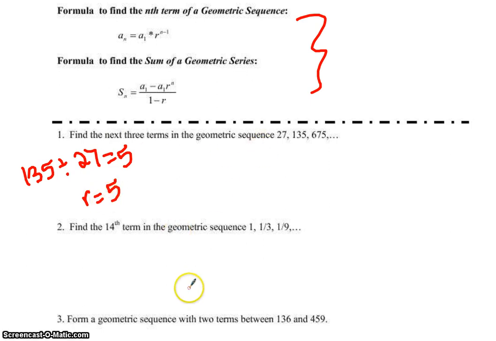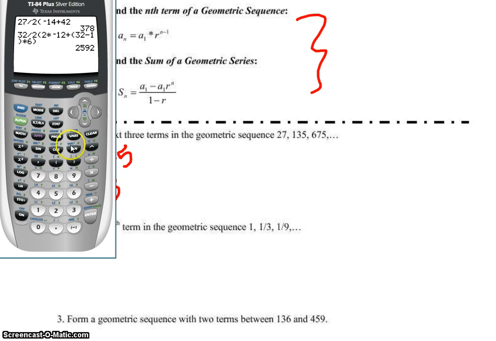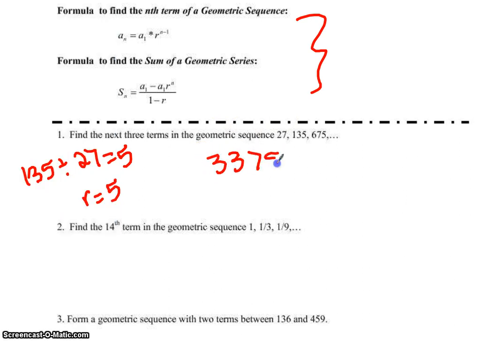So in order to find the next three terms, you're just going to take your calculator, clear it out, and take the last term, 675, and say times 5. And so 3375 is your next term, times 5, 16,875, times 5, 84,375. Those are your next three terms, and that's all there is to that part. So your answer here is going to be 3375, 16,875, 84,375.